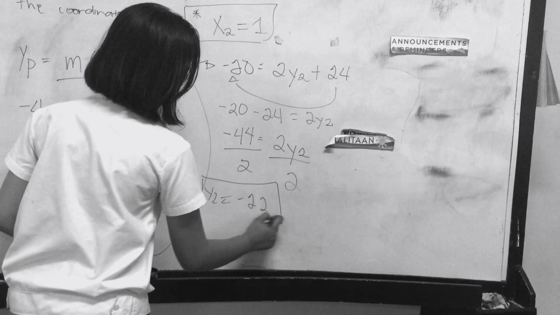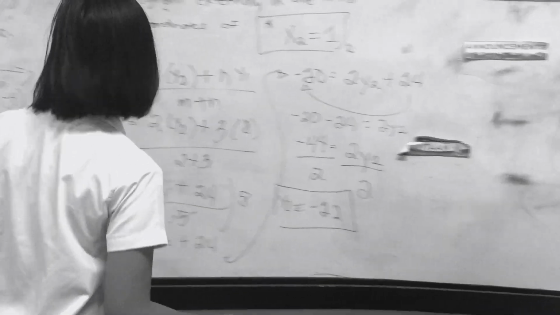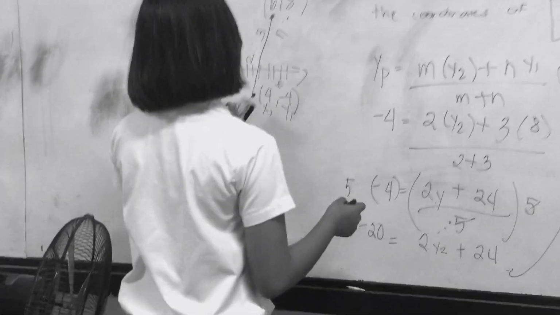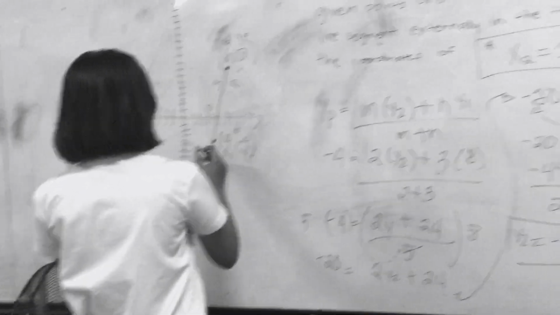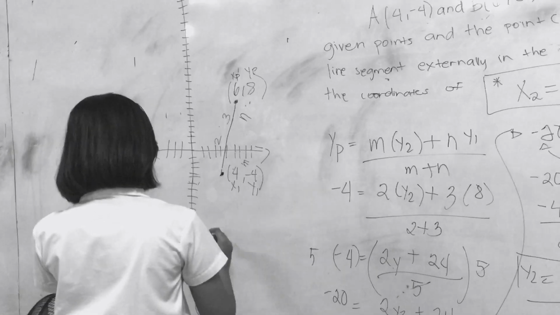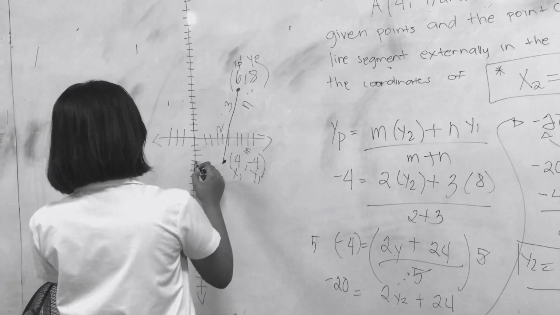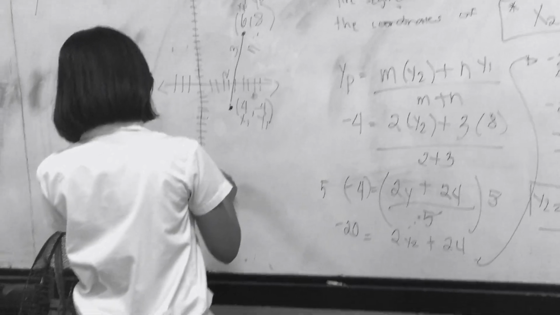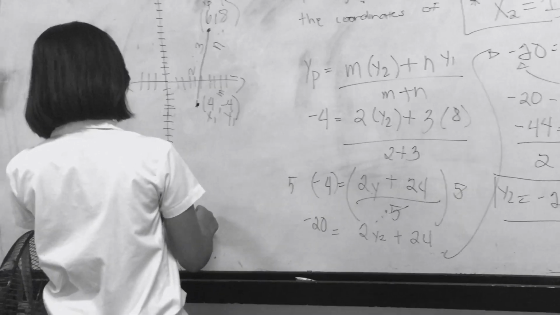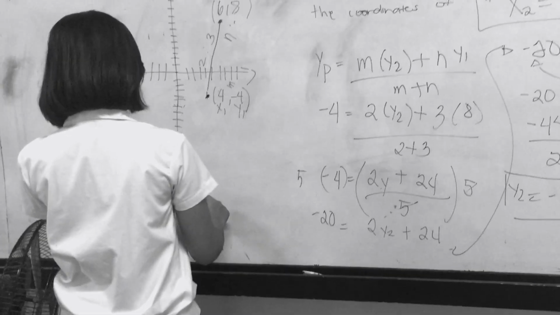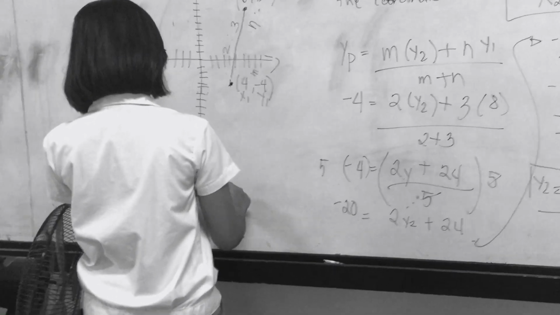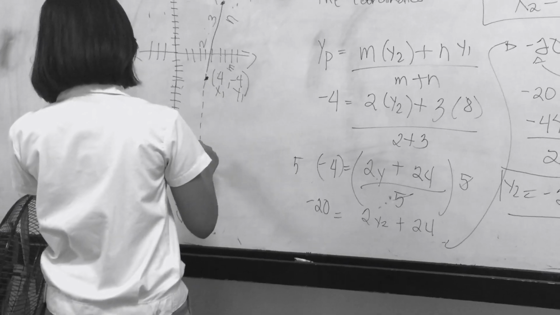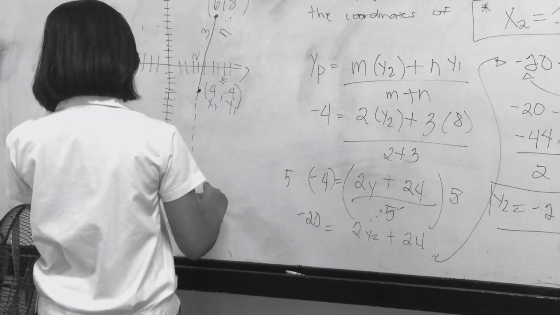To finish this problem, you need to graph the points in the Cartesian plane. So our x sub 2 is 1 and our y sub 2 is negative 22. Connect the points and you're done.